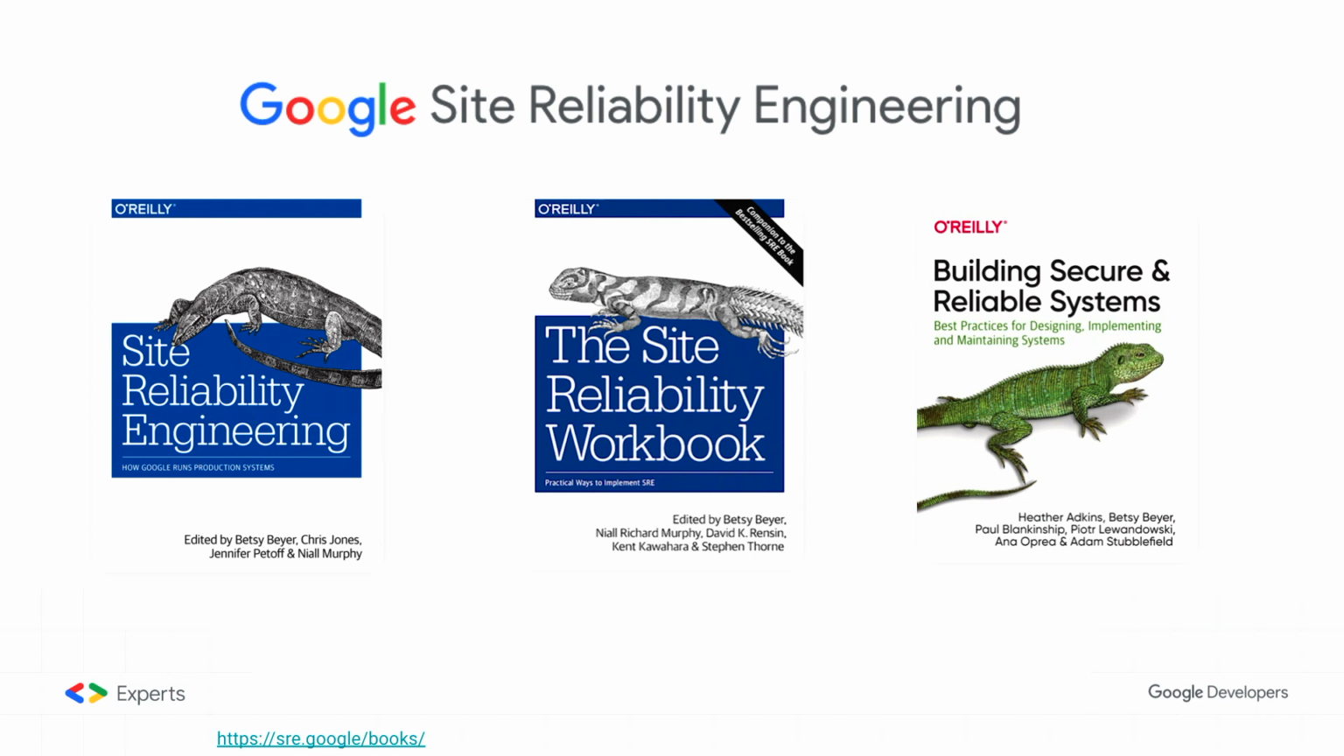And then the third book, Building Secure and Reliable Systems, is about DevSecOps. A system can't be truly reliable and available if it's not secure, and the two go hand in hand. So it's important to secure your networks and have them secure as well as reliable.